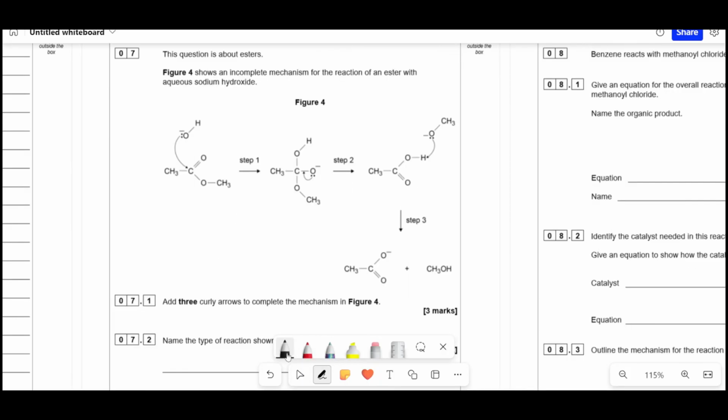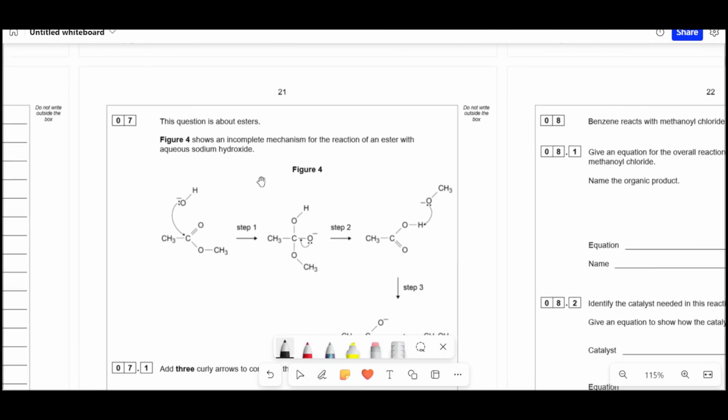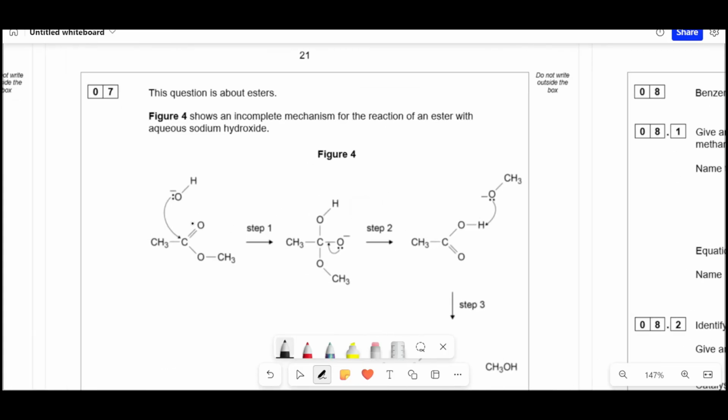So this question's about esters, and it shows you an incomplete mechanism for the reaction of an ester with aqueous sodium hydroxide. What I see people say is, I've never done this mechanism before, I don't know what the curly arrows are for it. It's not that you're supposed to already know the mechanism for this. The whole point is it's testing your skills of being able to draw the curly arrows and work out what might be going on.